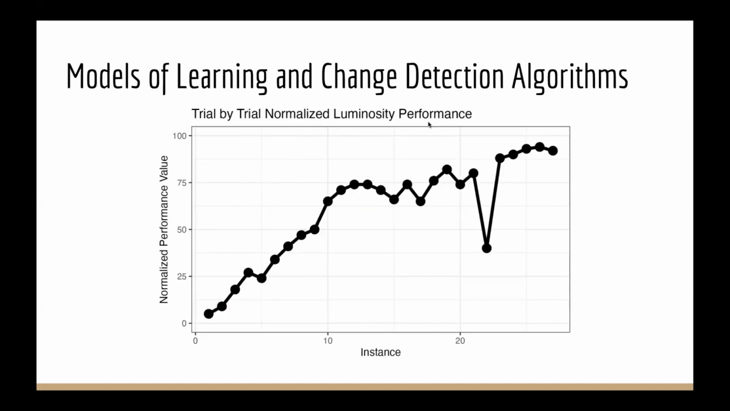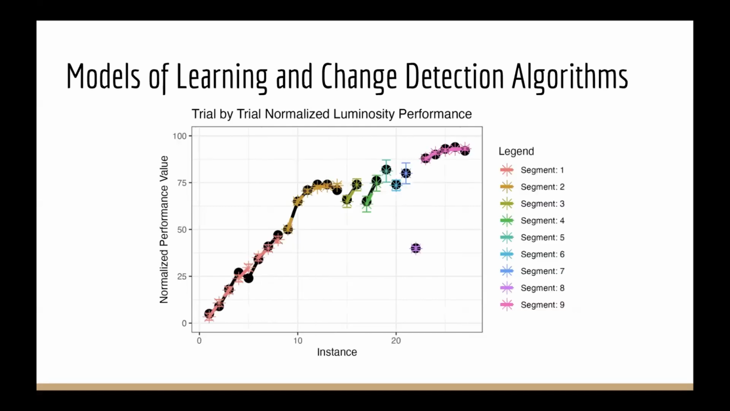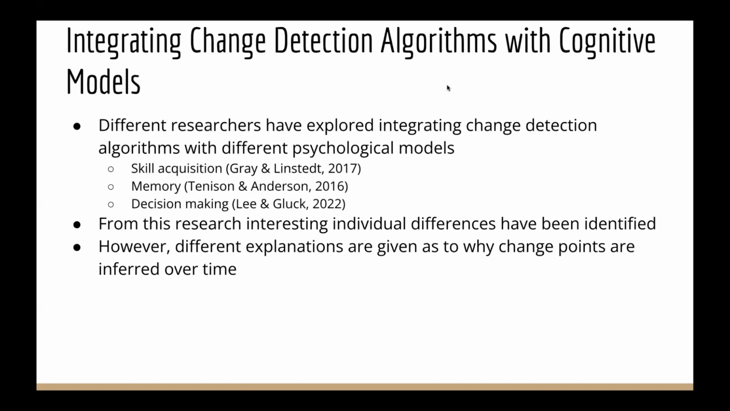For this variability in performance at the individual level, different cognitive models have been paired with change detection algorithms. Change detection algorithms can infer change points within an individual's performance, allowing them to be broken up into homogeneous segments, which a cognitive model can then fit independently. Previous research on skill acquisition, memory, and decision-making, which have integrated change detection algorithms with cognitive models, have shown that the variability in individual performance is not simply noise, but represents changes in strategy, strategy exploration, or task representation.